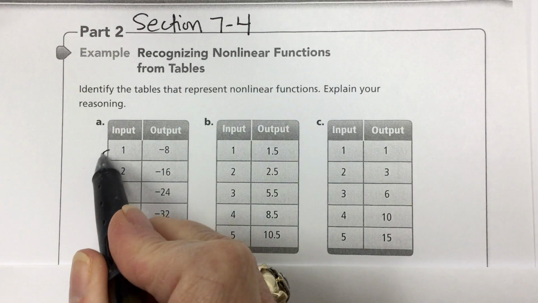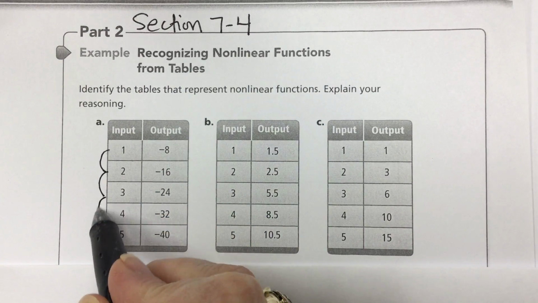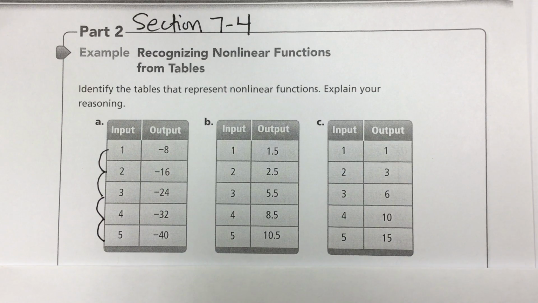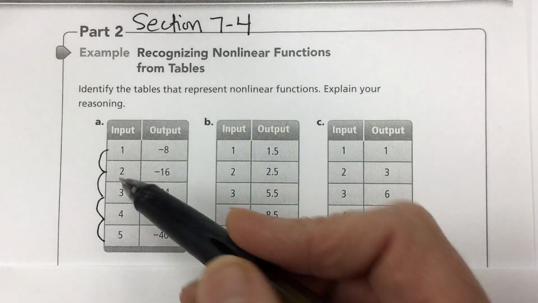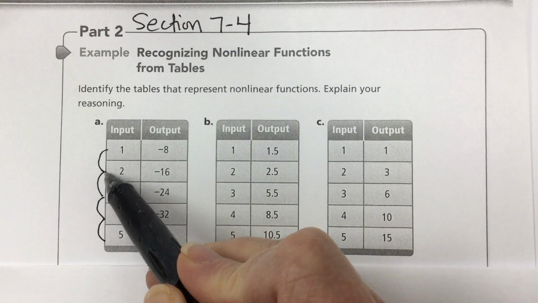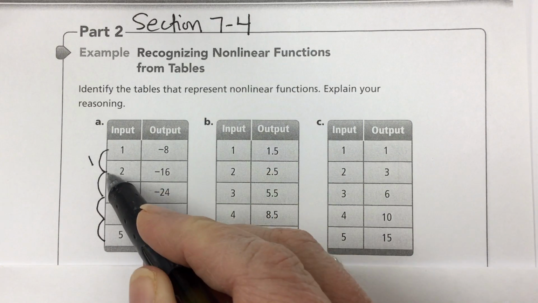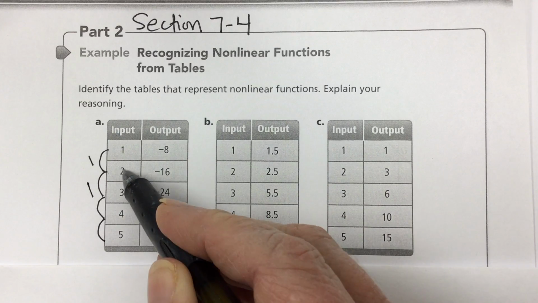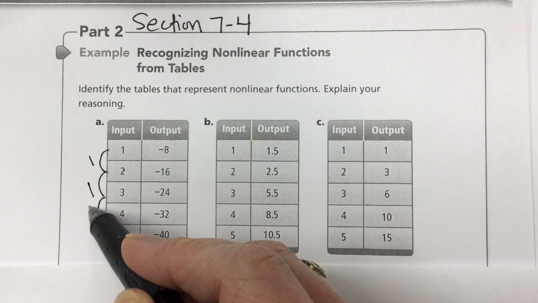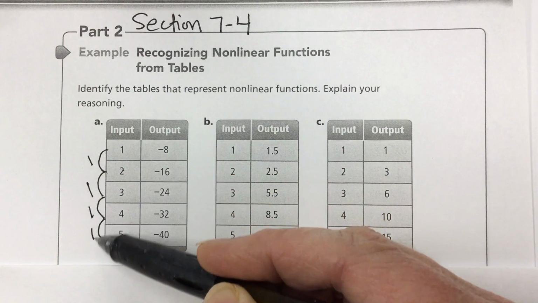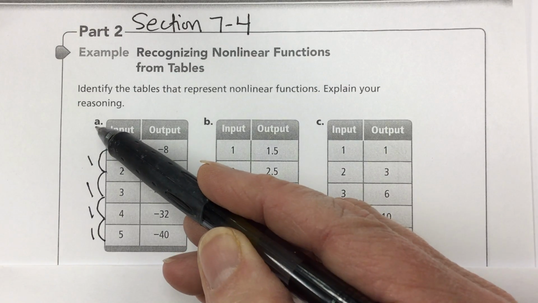So let's determine if we have a constant relationship between the input and the output. So what is your change in your inputs? Well, from 1 to 2, you had to add 1. From 2 to 3, you had to add 1. 3 plus 1 gives you 4. 4 plus 1 gives you 5. So we see that the change in the input is constant in part A.